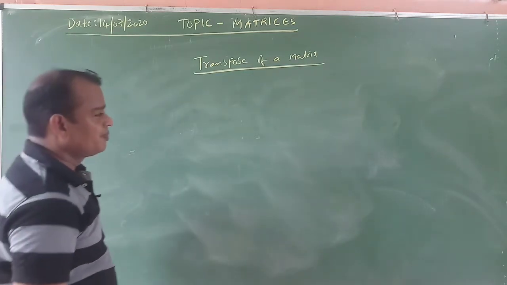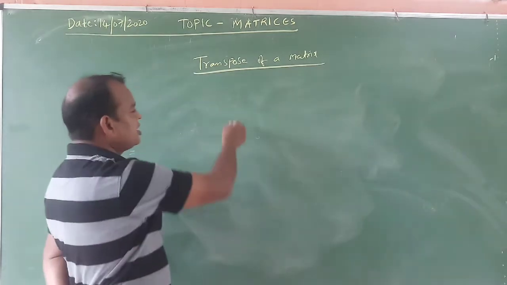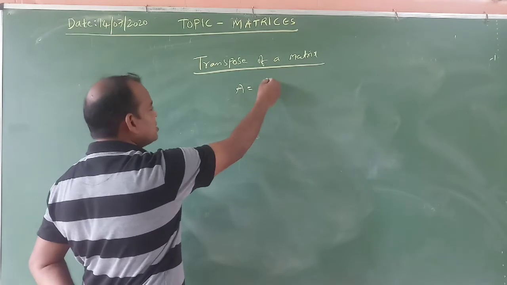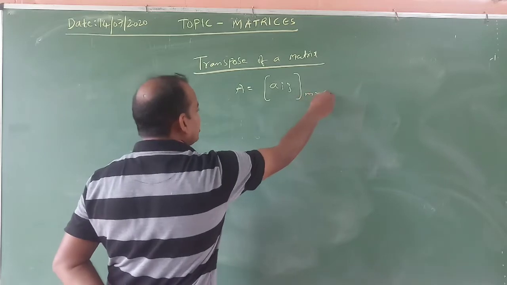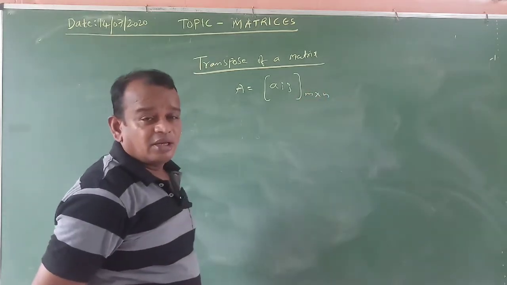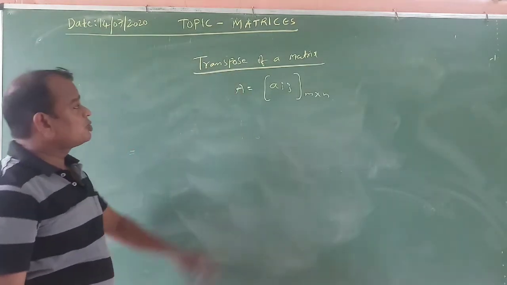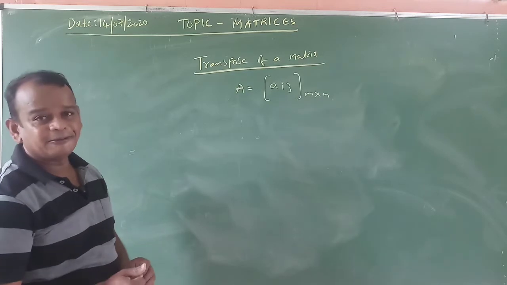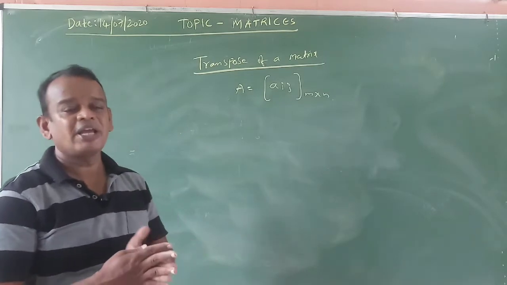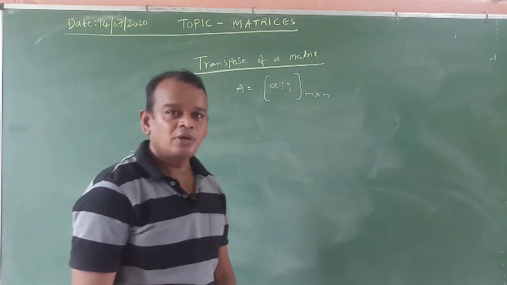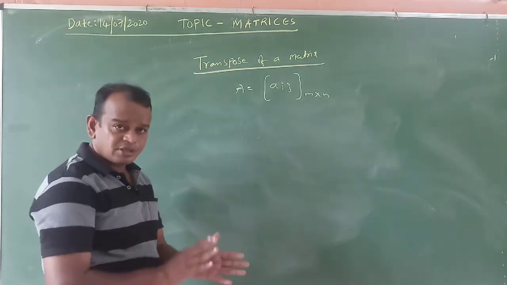Transpose of a matrix. If A is any matrix, suppose A is equal to Aij of order m by n, m rows and n columns. Now the transpose of the matrix A is obtained by interchanging the rows and columns and vice versa. Rows will be changed into columns, and columns will be changed into rows.